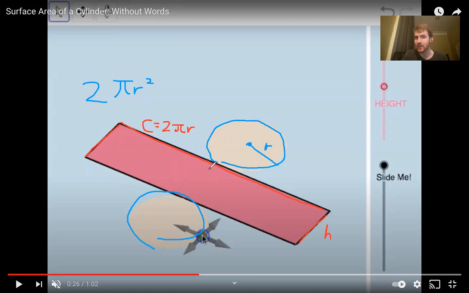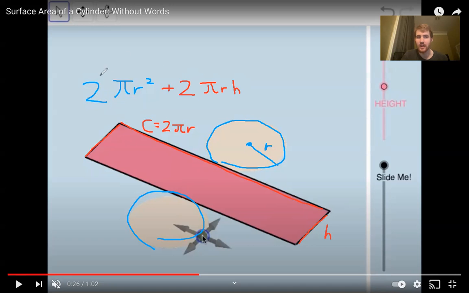And now this is just a rectangle. We know how to find the area of a rectangle. It's just the length times the width. In this case, circumference times the height. Or to make it so we don't need to find the circumference on our own, we just write that as 2 pi r times h. And that's it. That's the formula for the surface area of a cylinder.